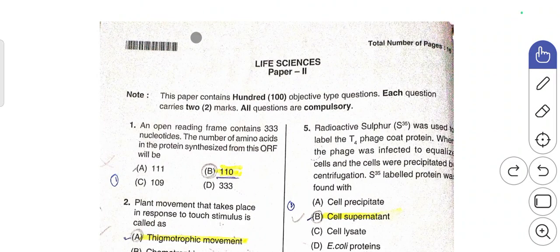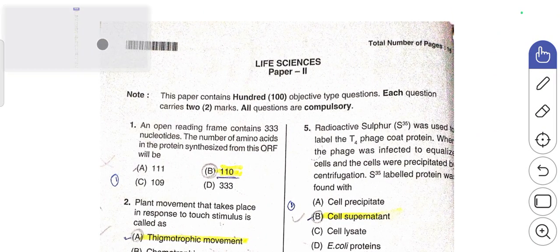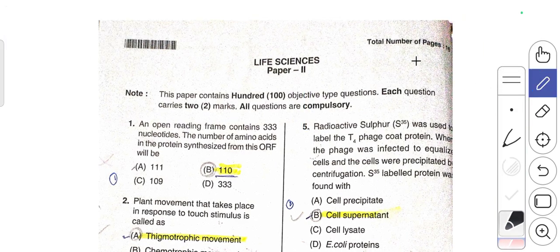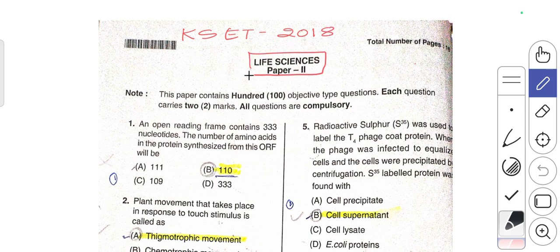Hi, in this video, I will be discussing the KSET 2018 Life Science Paper 2 question paper. This question paper contains 100 objective type questions and each carries 2 marks.